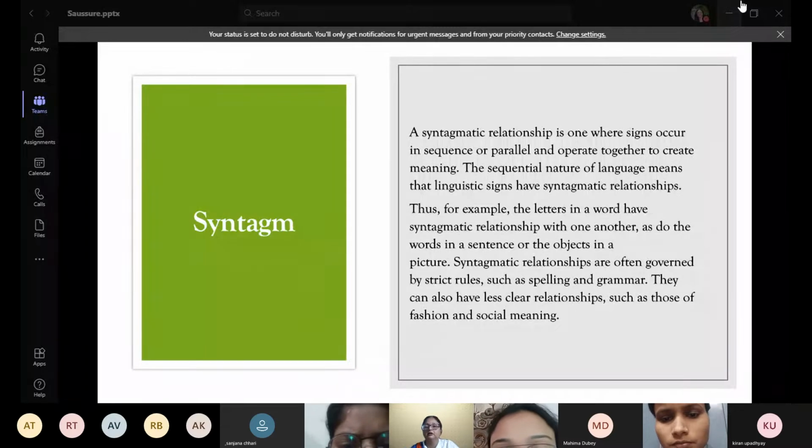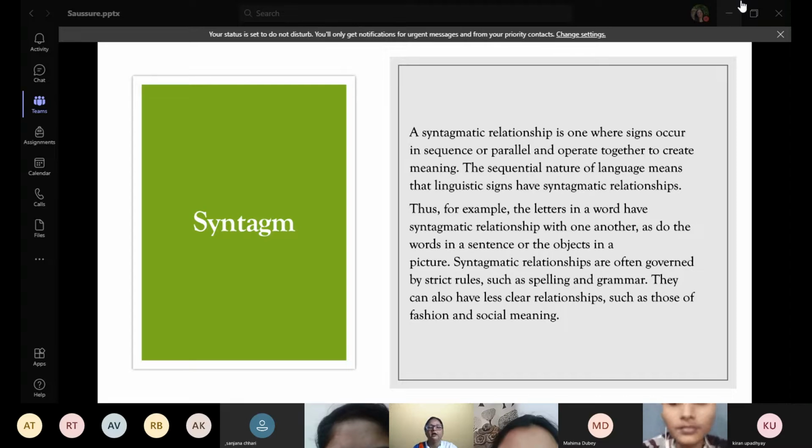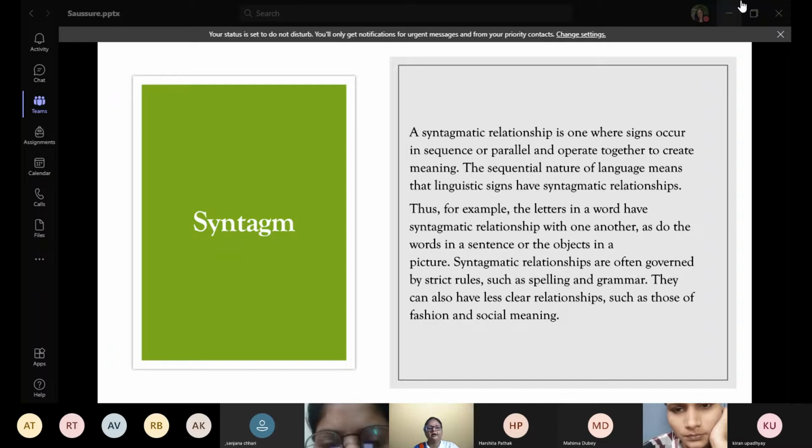syntagmatic means the one where signs occur in sequence. Signs occur in sequence means like W, H, E, N, right? These letters are signs and they occur in a sequence. After W comes H, then comes E, and then the word is formed, called when. So this is the syntagmatic relationship that exists between two letters, two words, when the letters are signs, when the words are signs, or when sentences are signs. So when a relationship is formed in sequence, and together they create a meaning, the letters W, H, E, N in sequence form a word.